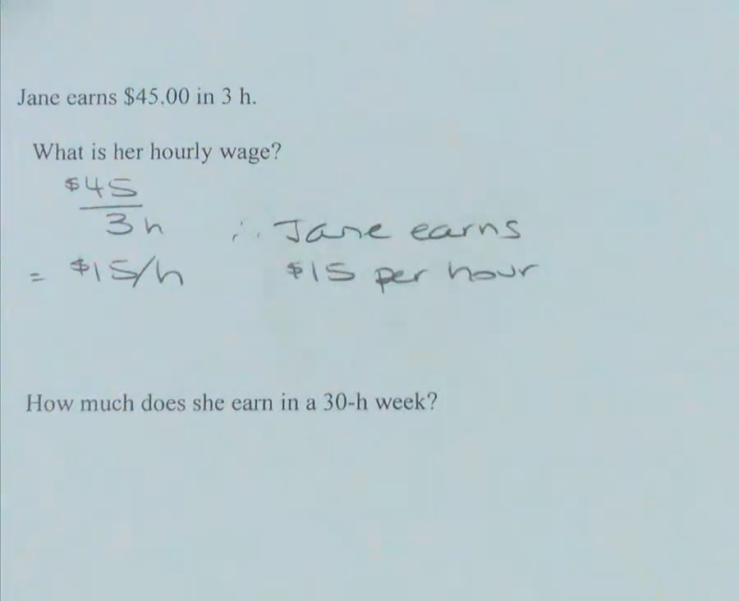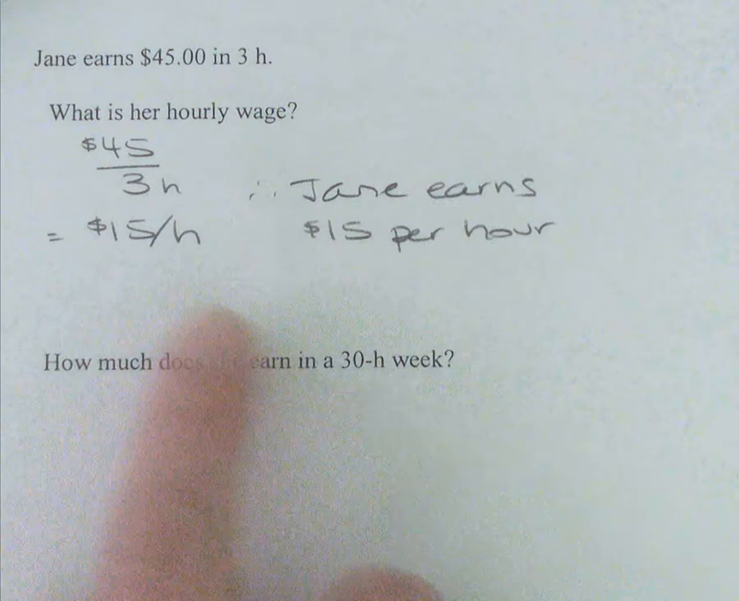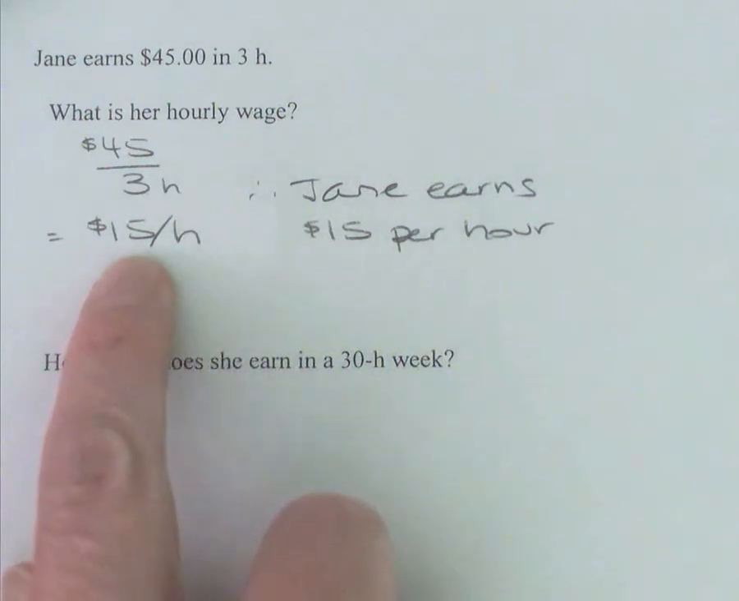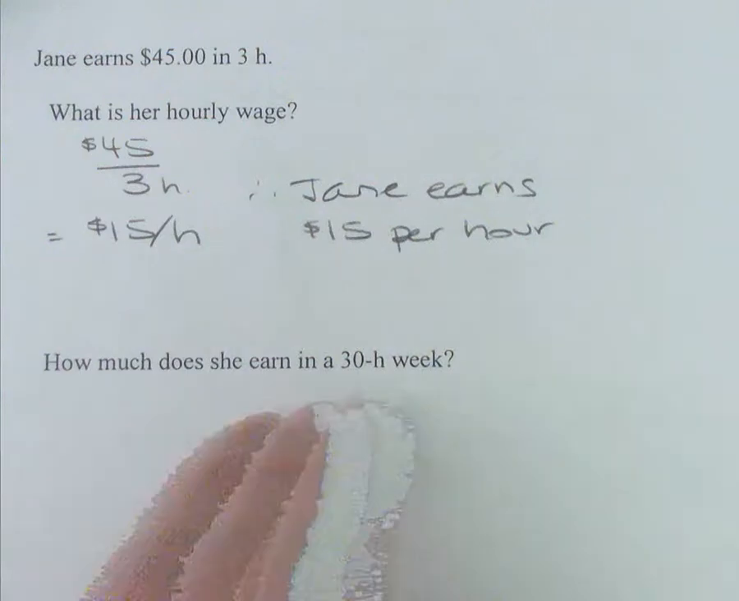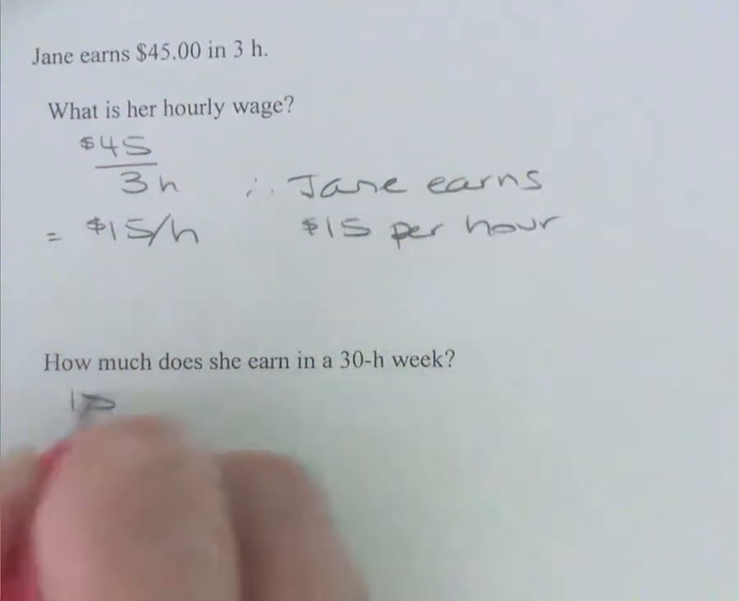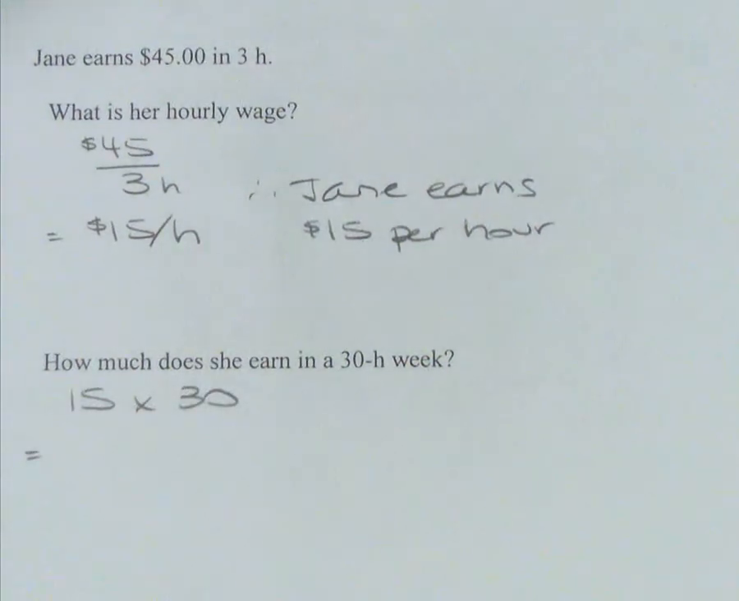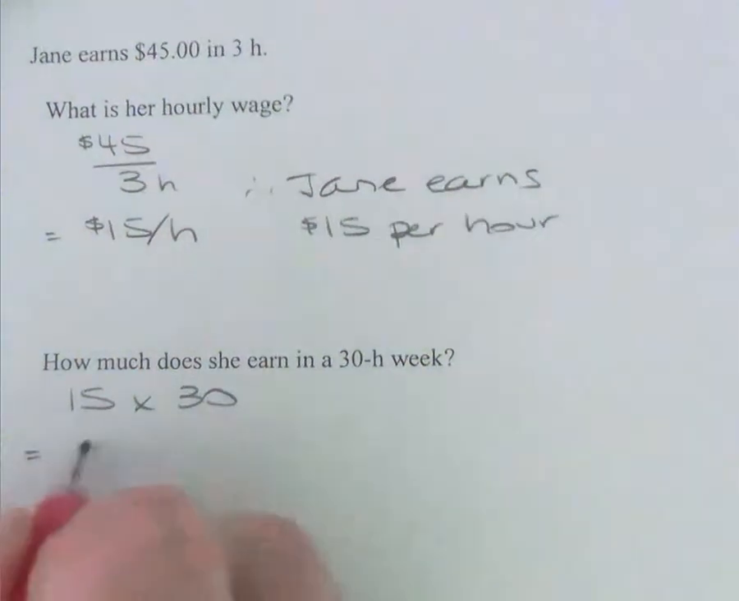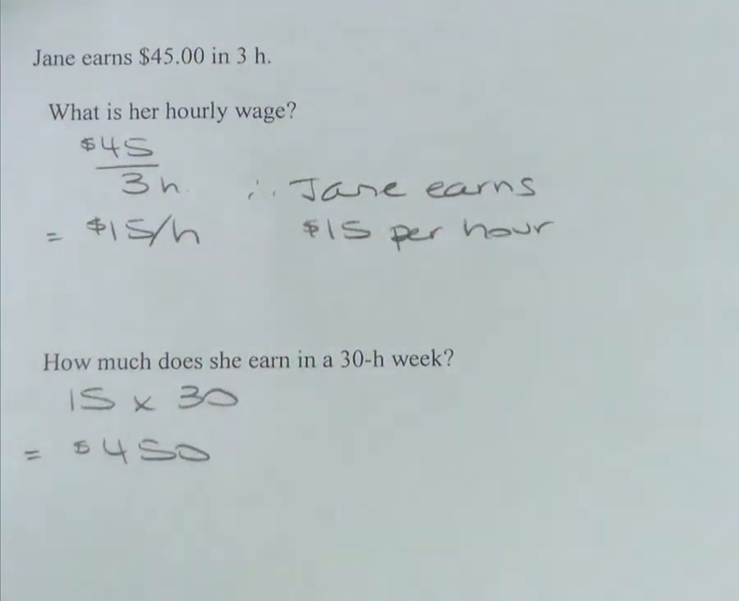Okay, so that's her hourly wage. Now, if she works 30 hours in a week, I need to know how much she's going to make. So I figured out that she earns $15 per hour, and she's going to work 30 hours, so I can multiply those two together. So it means she's going to earn $450 for that week.